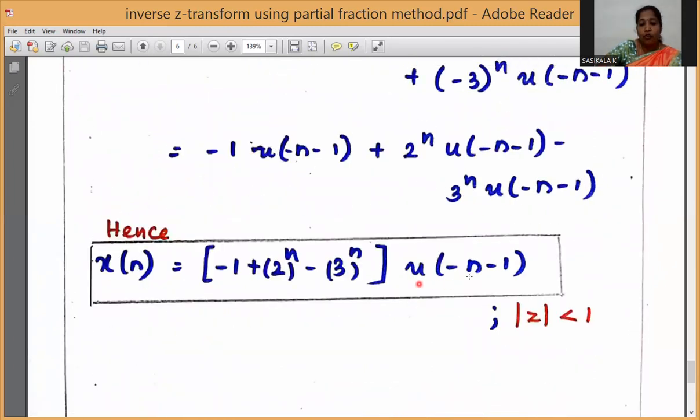So if you take u(-n-1) outside, I'll be getting minus 1 plus 2^n minus 3^n.